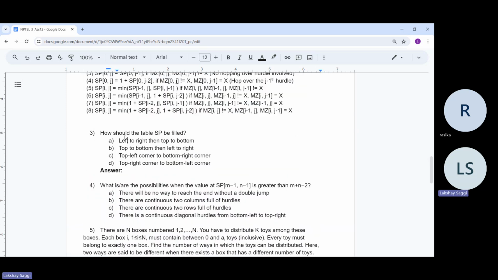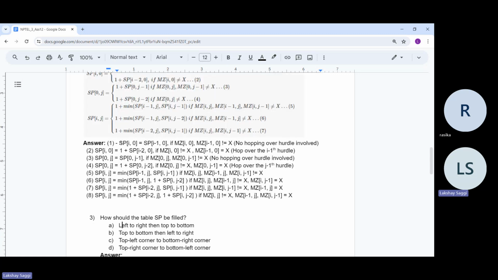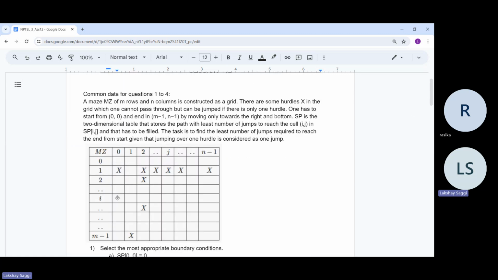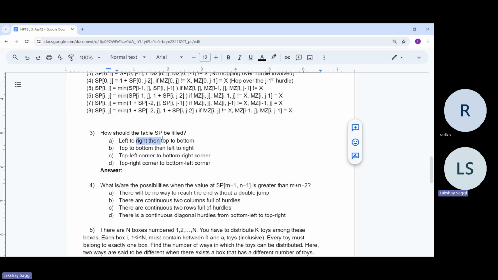So this is what these options A and B are actually saying. This might seem a bit confusing. Option A is saying left to right, then top to bottom. What this means is that we'll fill the table from left to right. So we'll fill up the 0th column, first column, then second column, and then last the n minus 1 column. And how are we filling these columns? In these columns, we are filling top to bottom, like this first, this second, this third, this fourth, this fifth, and so on. So this is what this option is saying.